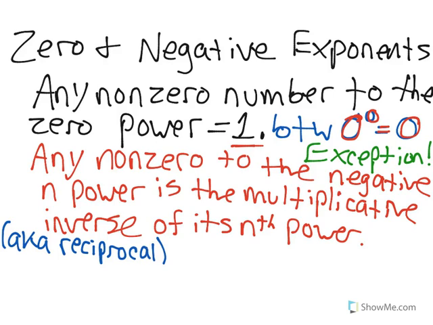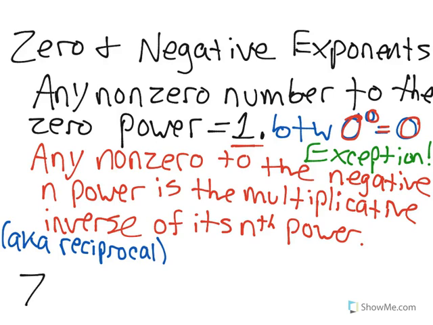Now, any non-zero number to the negative n power is the multiplicative inverse of its nth power, aka the reciprocal. And we'll talk about what that means coming up right now. So let me give you a couple examples of that. Like I said, this whole 0 exponent thing, I'm not going to spend too much time on that. Essentially, negative a billion to the 0 power equals 1, positive a billion point 56 to the 0 power still equals 1, except for 0 to the 0 power. So I'm not going to spend too much time talking about that. Now let's talk about negative exponents. Let me give you a quick example of that.